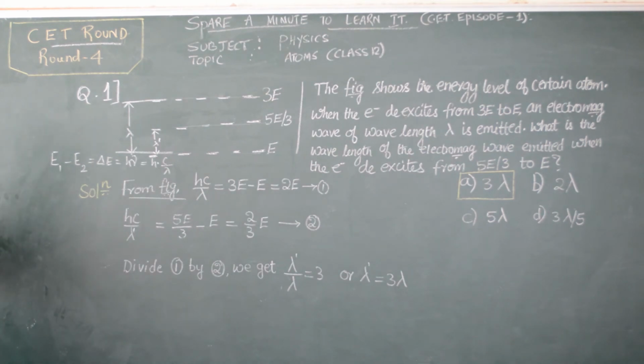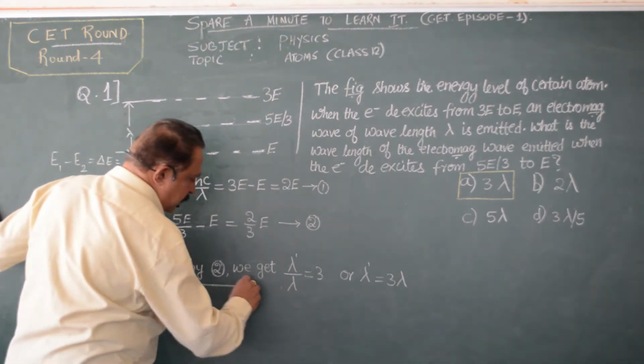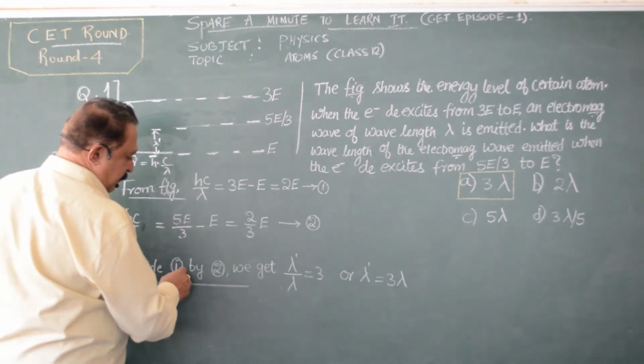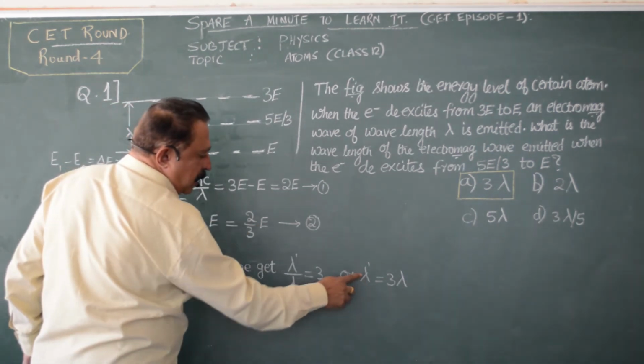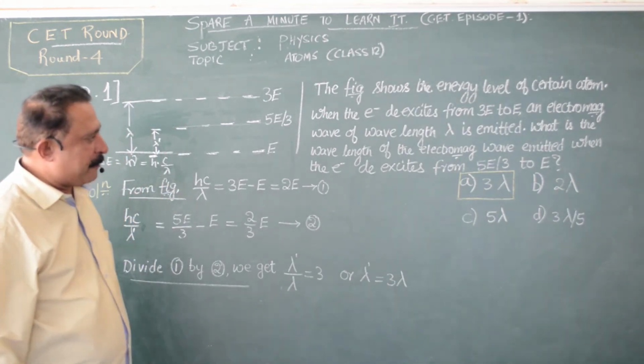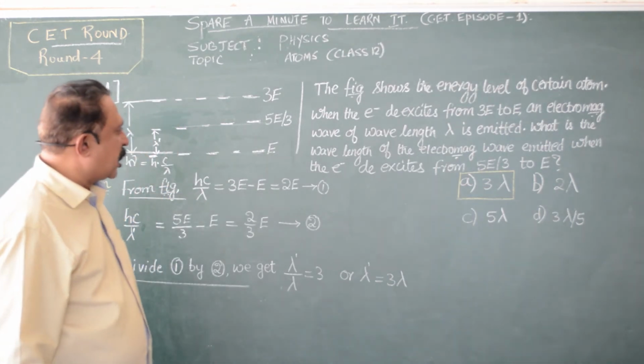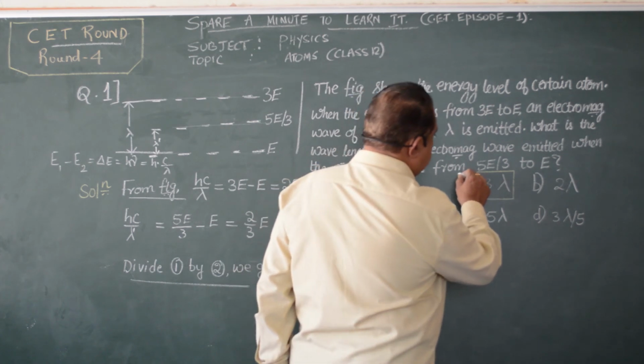Now to get the value of lambda dash, what we need to do is just divide the two equations. Divide 1 by 2. That is, lambda dash by lambda is equal to 3, or lambda dash is equal to 3 lambda upon simplification. So the correct answer is A.